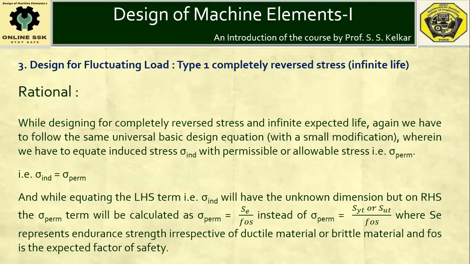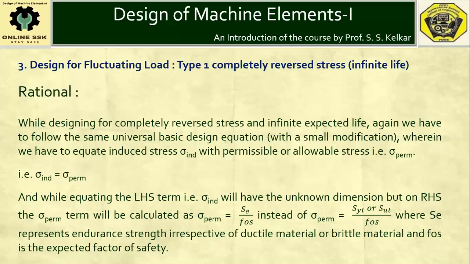In this case, sigma induced will be calculated in the usual way, as force divided by cross-sectional area, or if it is a bending case, then the induced stress will be given by M y upon I. M is the bending moment, y is the distance of the extreme fiber from the neutral axis, and I is the moment of inertia. The left hand side will be the same as in static loading, but on the right hand side is sigma permissible, which otherwise, in case of static loading, is calculated as SYT or SUT divided by factor of safety.